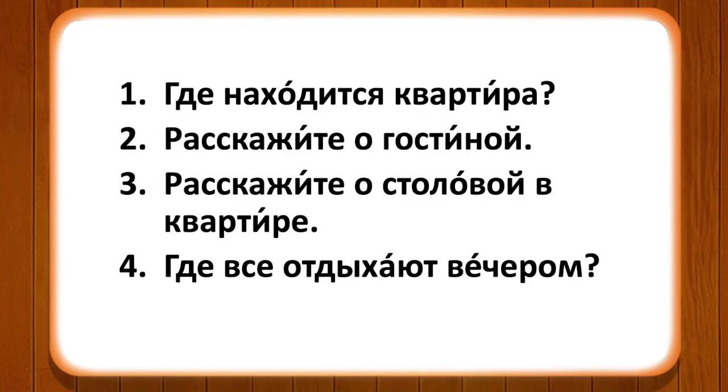Now let's go to the third question. Расскажите о столовой в квартире. So here столовая means dining room. Расскажите о столовой в квартире. So what did we find? That there is an обеденный стол and many other things which are nearby, like кухня, etc. And then the fourth and last question is где все отдыхают вечером. So here in this text they have talked about the balcony, где вечером они разговаривают, отдыхают, etc. So like this, in a very easy and simple manner, you can answer the question.